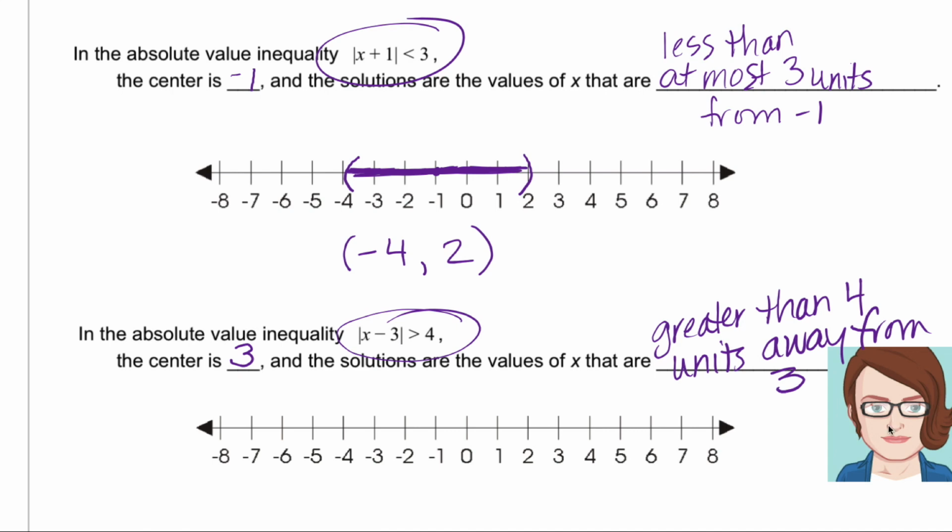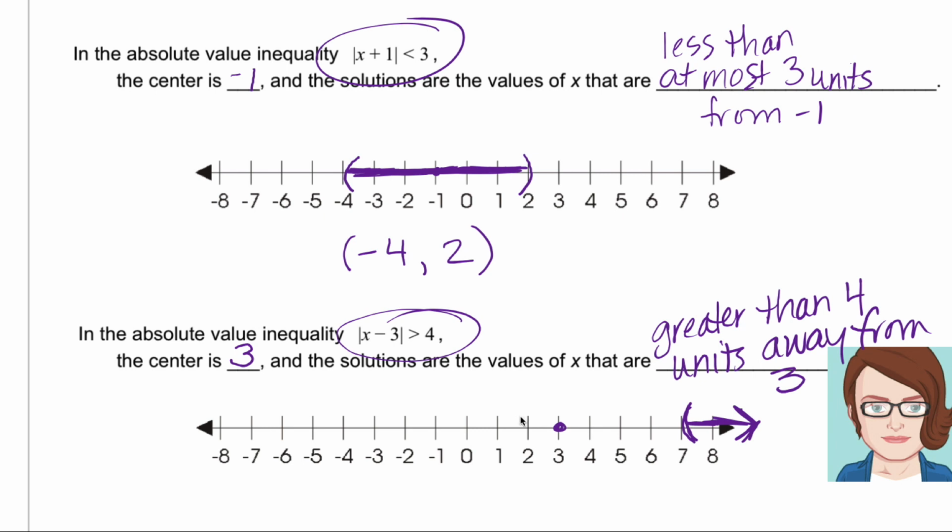Okay, so let's take a look at this on the number line. So here's our center at 3. All of the values of x are 4 units away from 3. So if I go 4 units, 1, 2, 3, 4, I'm at +7. But I don't want +7 because that's exactly 4 units. I want everything that's more than 4 units. So 7.1 is more, 8 is more. Everything in this direction is more than 4 units away from 3.